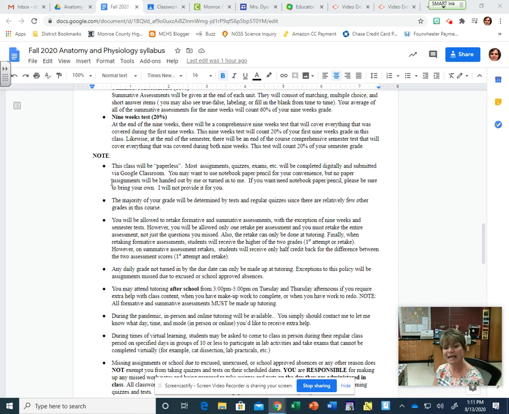Again, when you retake, you can retake the quiz, and you can get the higher of the 2 grades. So if you made an 80 the first time, 100 the second time, you get to keep the 100. And that's the way it is for all of your formative assessments.